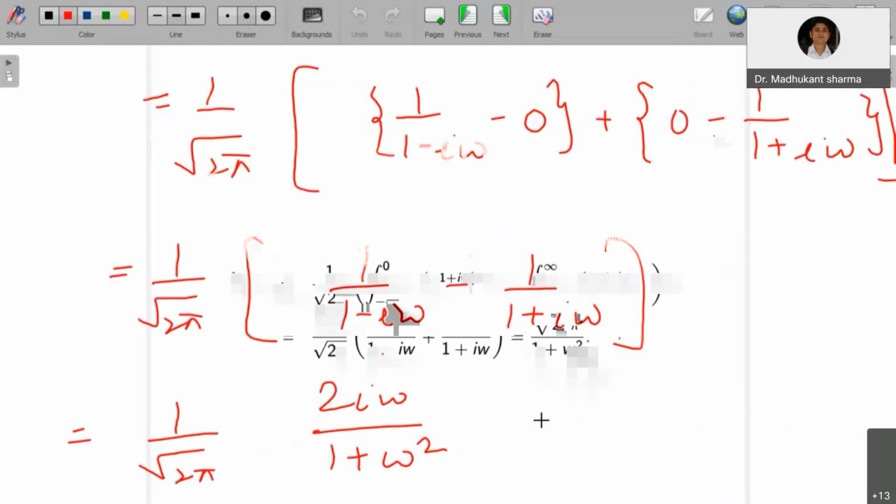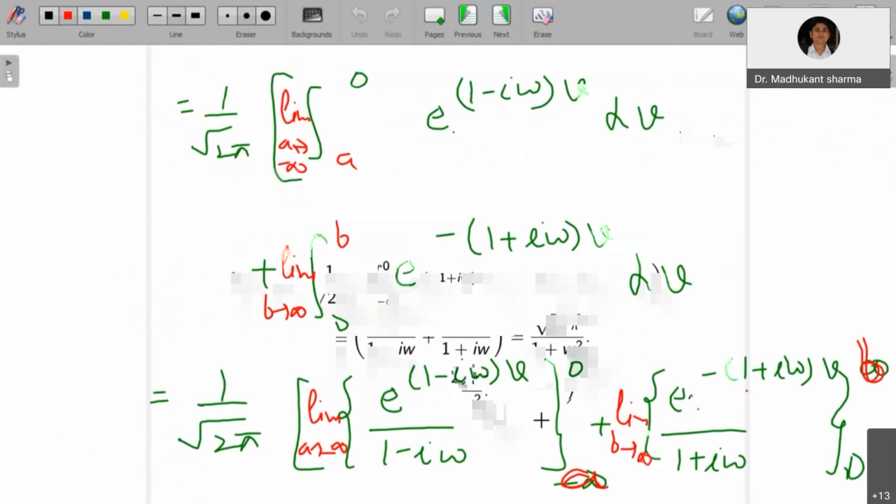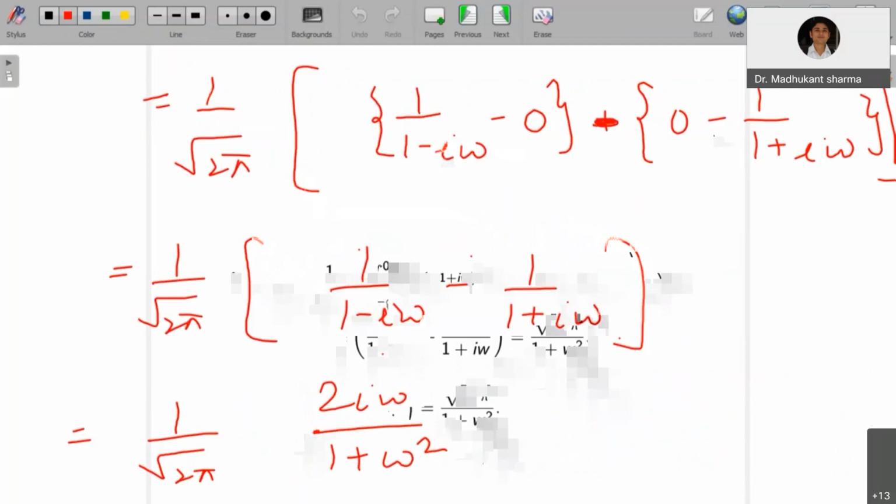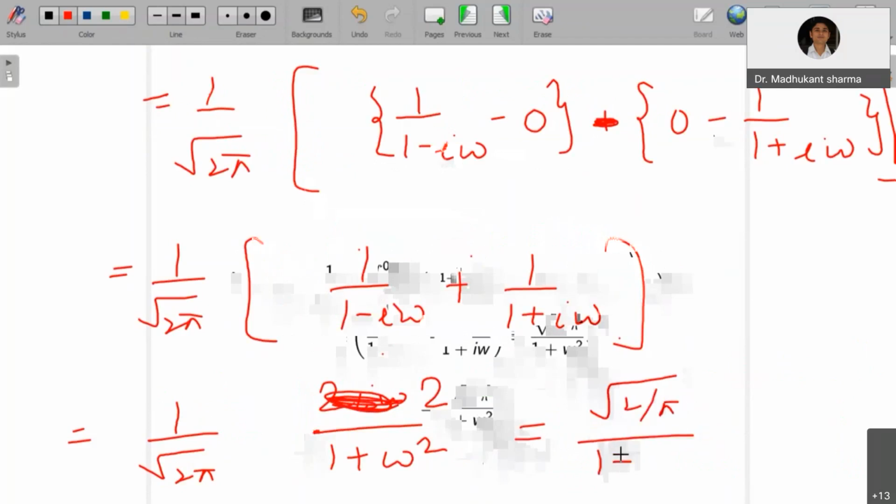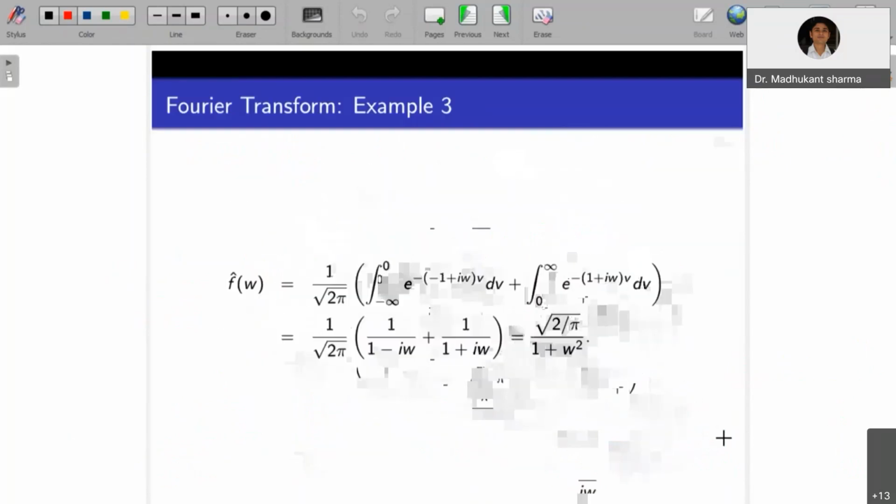Oh, we have missed one. Wait a minute. I have missed this minus sign here when you integrate it. So this is minus, this is plus. So this is going to be 2, so it is square root of 2 by pi divided by 1 plus w square. Right. Yes. Okay, so do you have any question? You can ask.